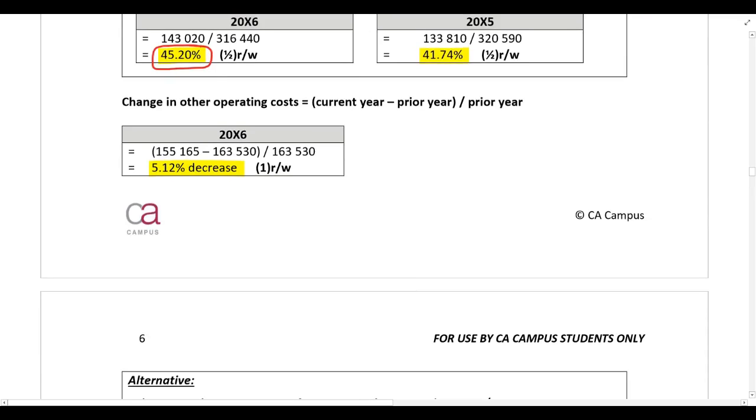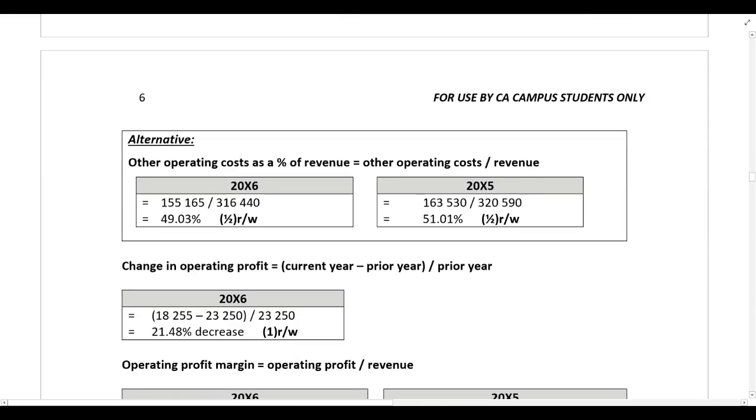And once again, as an alternative, instead of calculating the movement in other operating costs, you could have calculated operating costs as a percentage of revenue. And you can see that operating costs as a percentage of revenue has decreased in the current year, indicating positive performance because your operating costs are a smaller percentage of revenue. So once again, it tells us the same thing. It tells us that operating costs are decreasing at a faster rate than revenue, indicating positive performance, which is obviously as a result of good cost control.